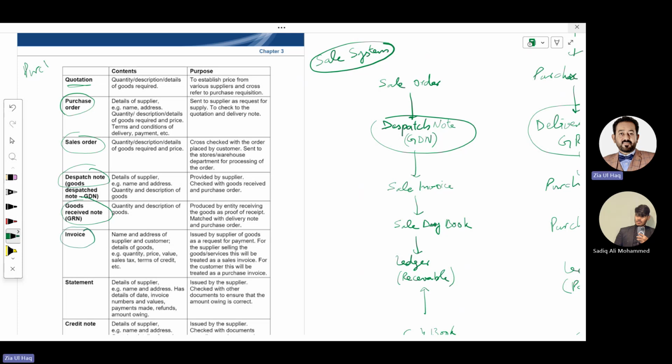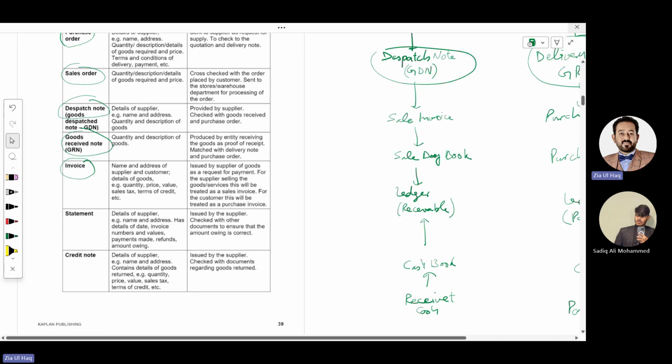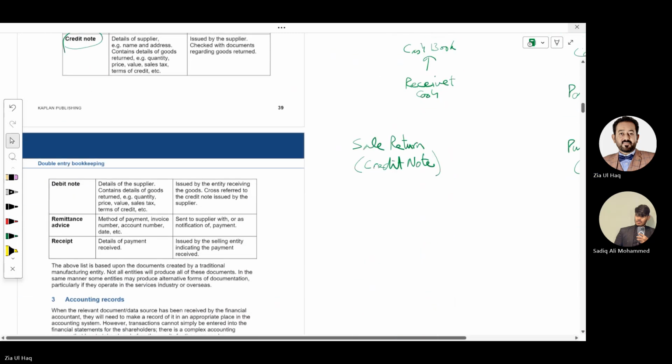Invoice in sale will be called sale invoice. In purchase, that will be called purchase invoice. Credit note is against return. Details of the supplier's name and address, and details of goods returned and quantity, meaning everything relating to the return is mentioned on it. What is this statement? We're going to discuss it after a bit. Debit note will be against purchase return.